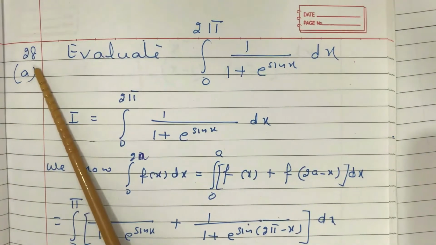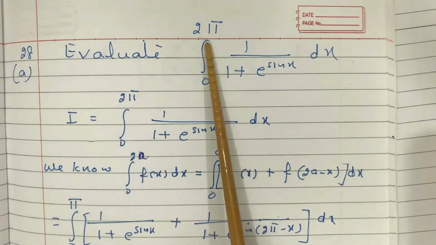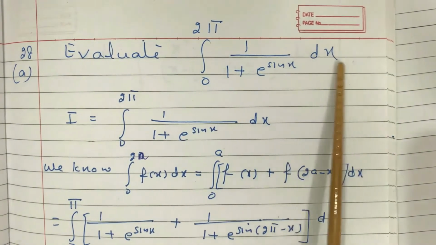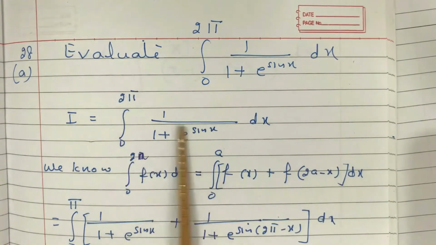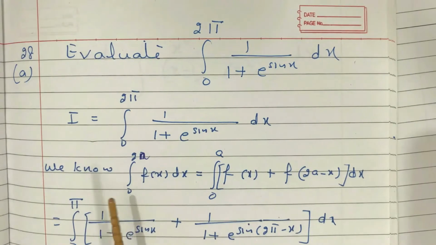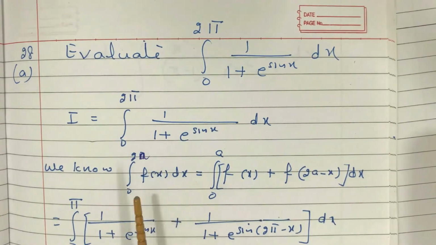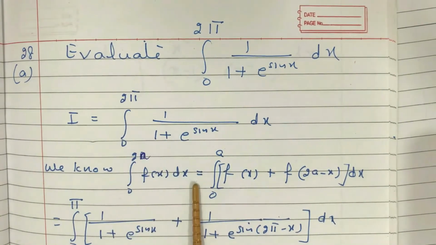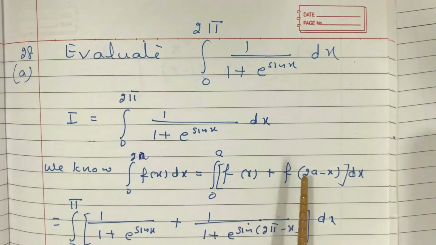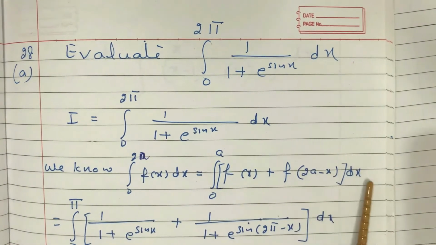Now 28th question A part. Integral from 0 to 2 pi of 1 upon 1 plus e raised to power sin x dx. Now let this be equal to I. And we know that integration of f(x) dx from 0 to 2a is equal to integration 0 to a of f(x) plus f(2a minus x) dx.